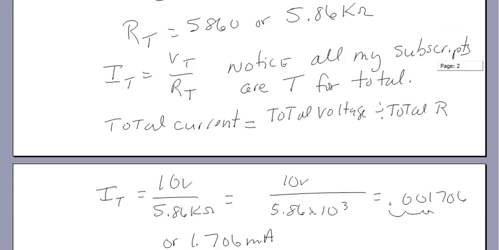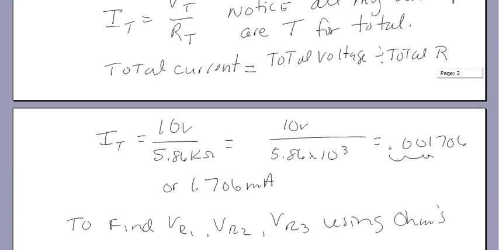The total current is total voltage divided by total resistance. Notice all my subscripts are T's for total. So to get total current, I need to divide total voltage by total resistance. I can't divide by one voltage drop. Okay, so total current is equal to the total voltage divided by the total resistance.